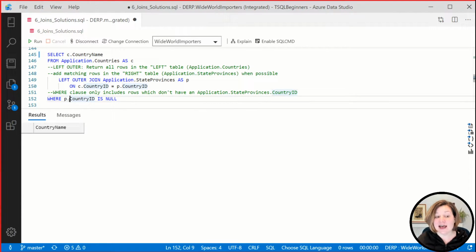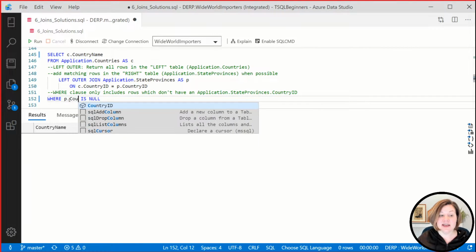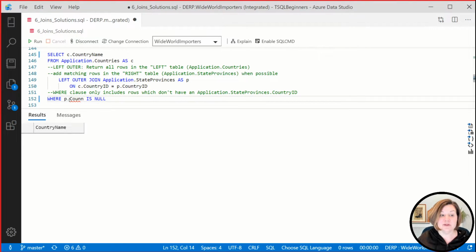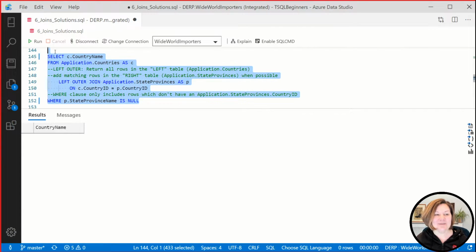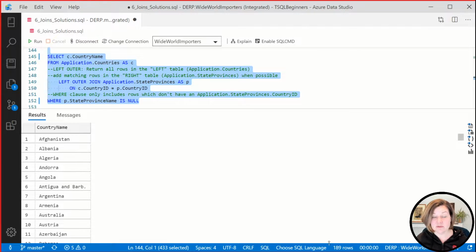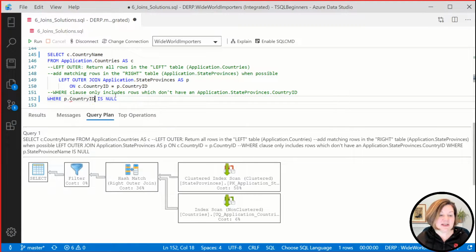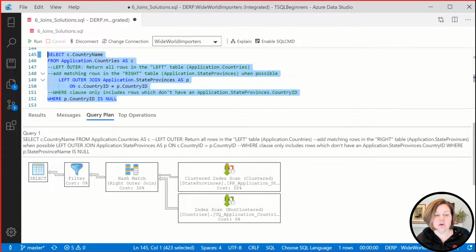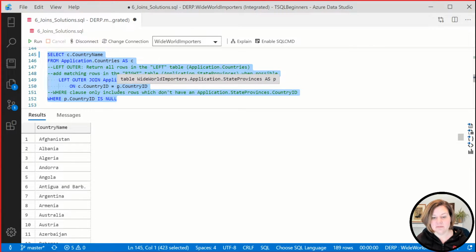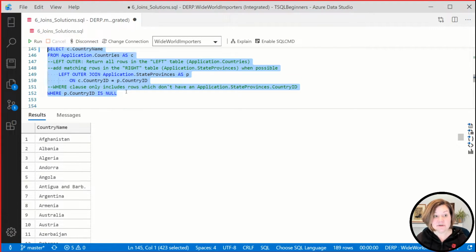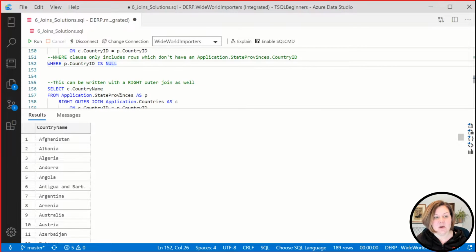I don't actually have to look at country ID. I could look at any other column. I think name is a column in it. Let's just do state province name, so the state province table. So state province name is null, right? That will also give me 189 rows. There might be a performance benefit, but you'll get the same results either way. So you can do P country ID is null. There's a couple different ways you can write this, but that's essentially how it can work.